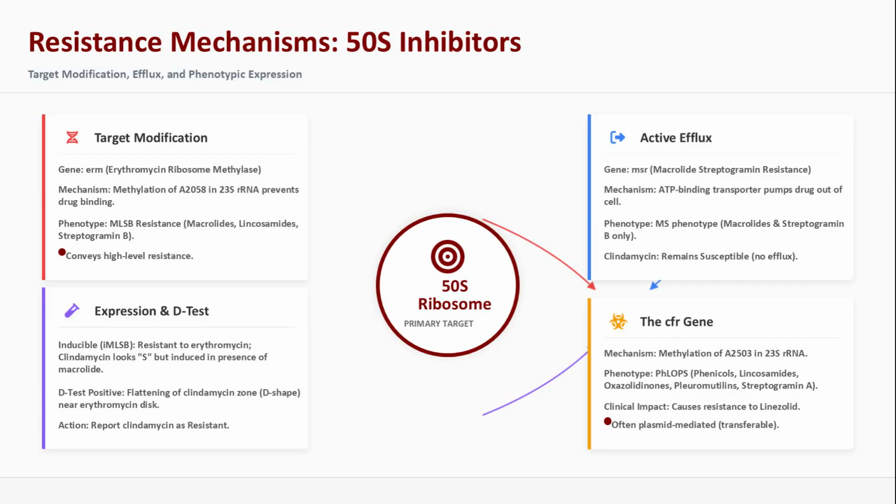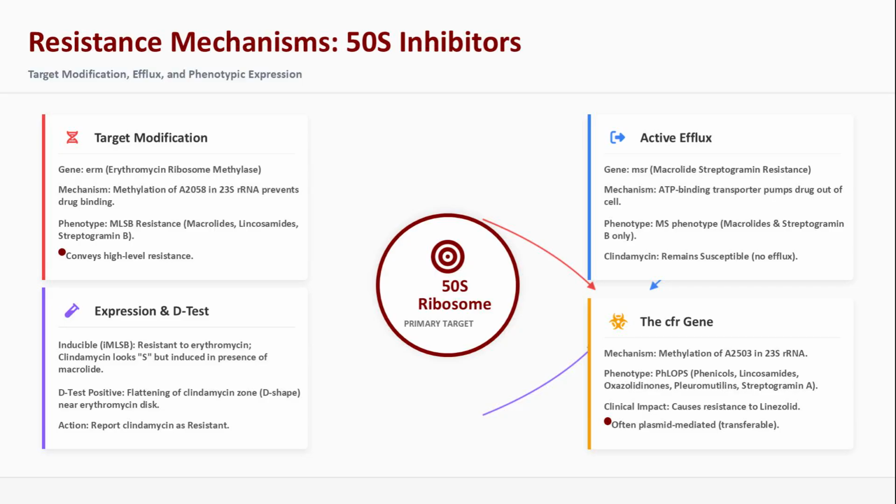Another mechanism is active efflux. This is mediated by the MSR gene, which produces pumps that remove the antibiotic from the bacterial cell. Because the drug is pushed out, it cannot reach effective levels inside the cell. This mainly affects macrolides and streptogramin B. An important point is that clindamycin is not affected by this mechanism, so it can still be used in such cases.